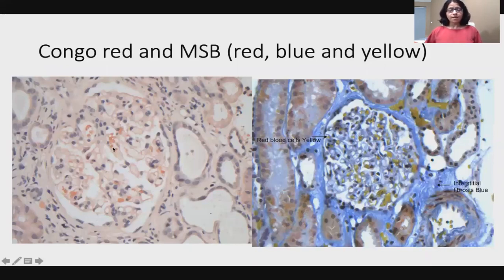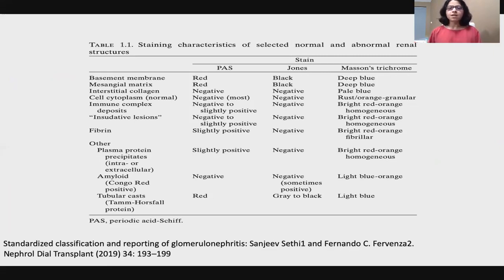As I mentioned, the last silver special stain that we do along with the MSP is the Congo red stain. This is done to look for any deposits of amyloid. Sometimes they can be very subtle, so it's done routinely in our lab. The other stain that we do is the trichrome stain, which is the Masson's scarlet blue in our laboratory, and which stains different components differently, which we'll come to in detail in the next table.